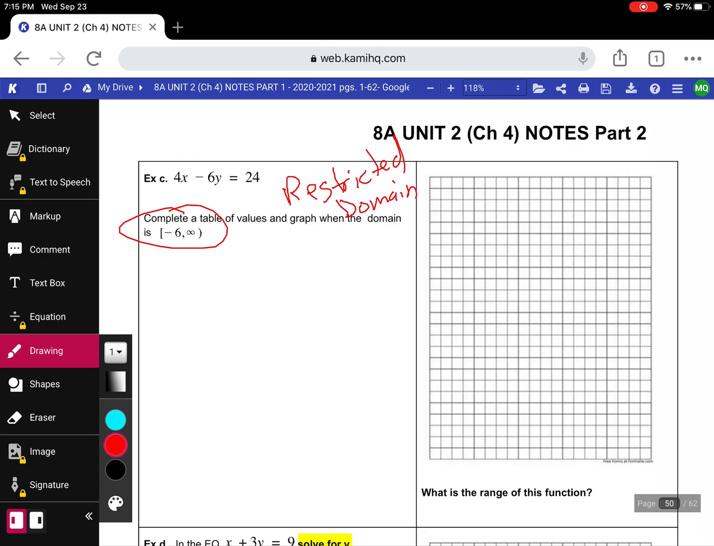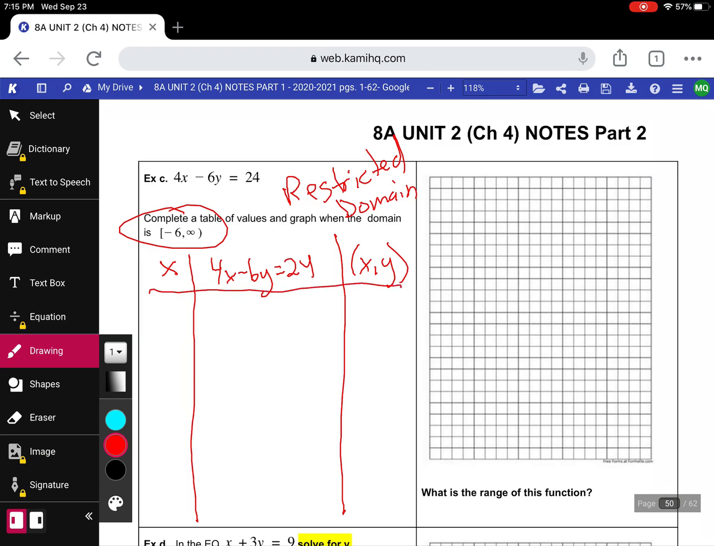So go ahead and you're going to make your table of values. I've got an x, okay? I'm going to write my equation, which is 4x minus 6y equals 24. And then I'm going to have my ordered pair. Okay, we can draw a line there. And now, guys, it's just as easy as picking values, okay? Since I'm starting at -6, that's where my leftmost point will be. I always start with that. Okay, I always start with -6, and then I can go on up. So we're going to do 4 times -6 minus 6y equals 24.